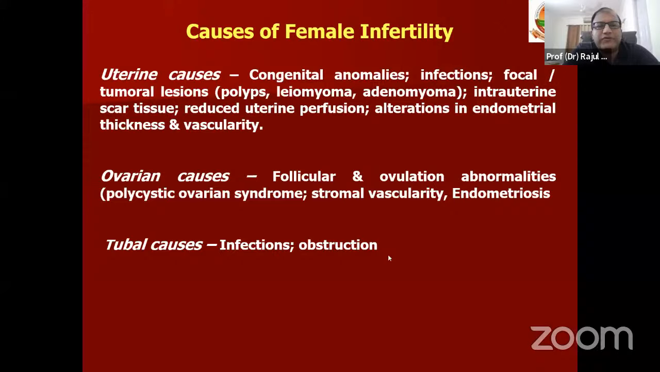It can be broadly categorized into uterine and cervical causes. There can be a lot of congenital anomalies, infections, focal or tumoral lesions like polyps, leiomyoma, adenomyomas. Then there may be intrauterine scar tissue. There may be a problem with the perfusion of the uterine endometrium, and in the overall uterus, alterations in the endometrial thickness and vascularity. Then there may be ovarian causes like follicular and ovulation abnormalities. The most common is polycystic ovarian syndrome, where we can evaluate the stromal vascularity, and then there is a disease which is quite rampant in these infertile females, that is endometriosis. Among the tubal causes, the main causes are either infections or obstruction of the tubes affecting their patency.